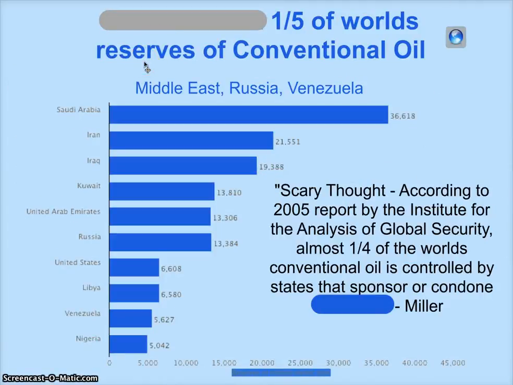Now, who did we say holds most of the world's oil reserves? Saudi Arabia. But now, besides them, look at all the different countries and their conventional oil reserves. Saudi Arabia, Iran, Iraq. This scary thought quote actually comes from your textbook, that according to the 2005 report by the Institute, almost 1/4 of the world's conventional oil is controlled by states that sponsor or condone.